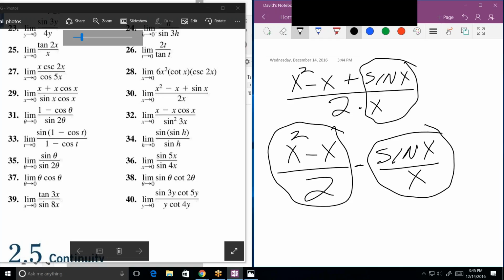The question is, what is this as x goes to 0? It would be 0 over 2, but that doesn't work out. That's 0. No, it does work out. 0 over 2 is not indeterminate. 0 over 2 is 0. So we've got 0 times 1. This limit is 0.